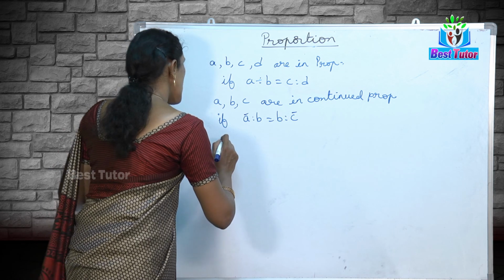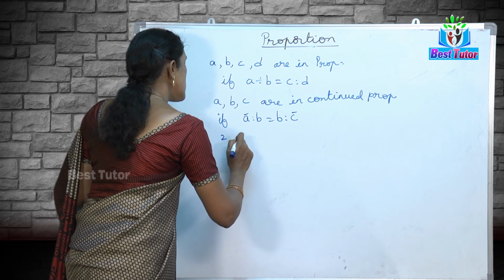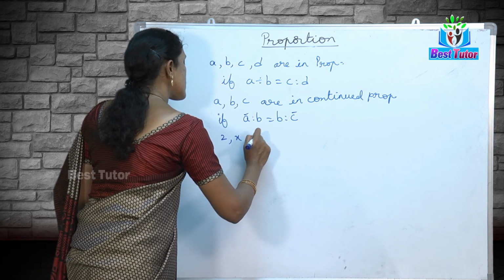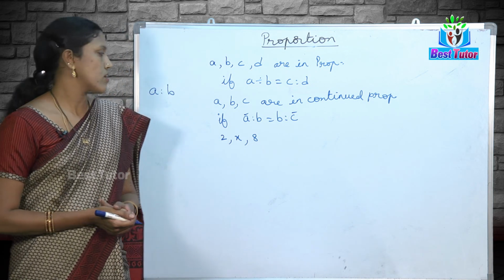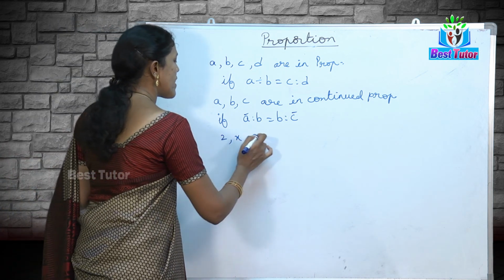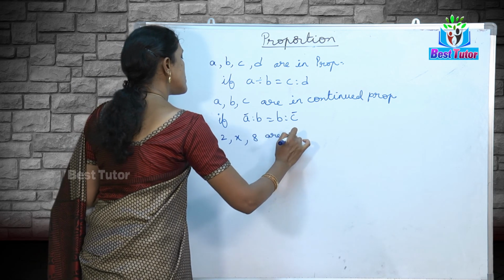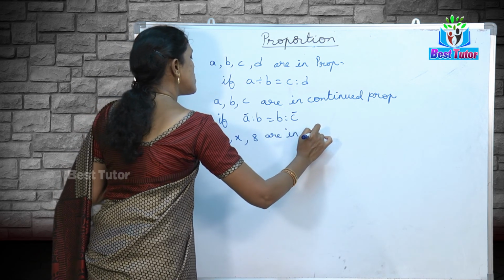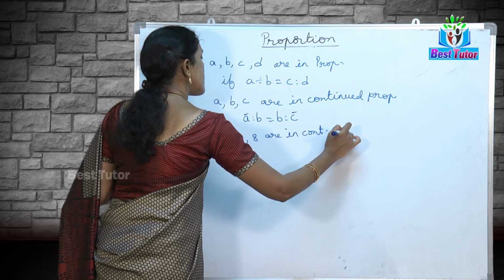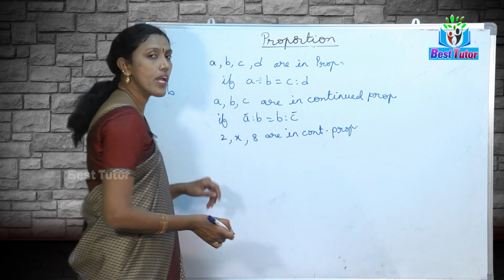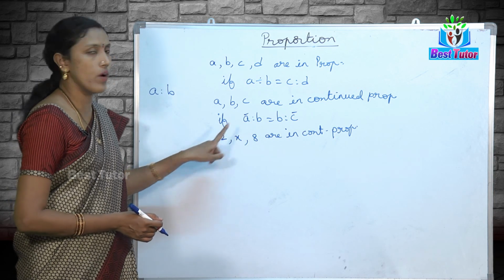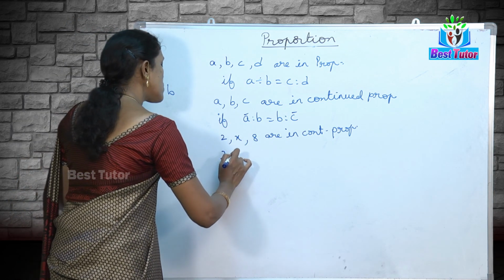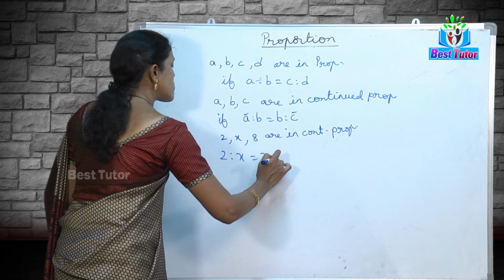Okay. If we have 2, x and 8 in continuous proportion, find the value of x. How are we going to do it? That means we are going to find the mean proportional, or I can say that x is the mean proportional of 2 and 8. What is the procedure? 2 is to x is equal to x is to 8.